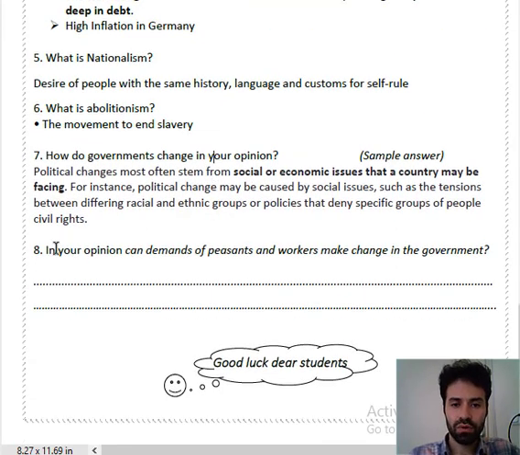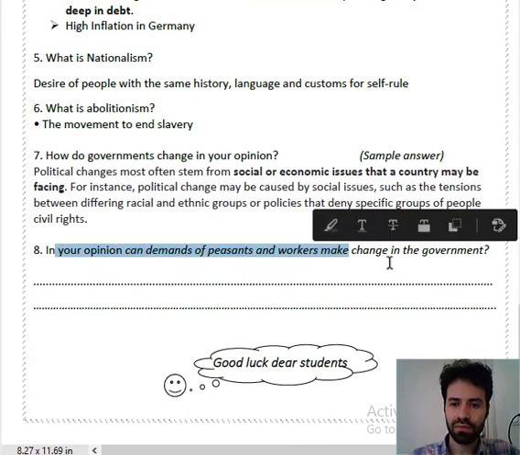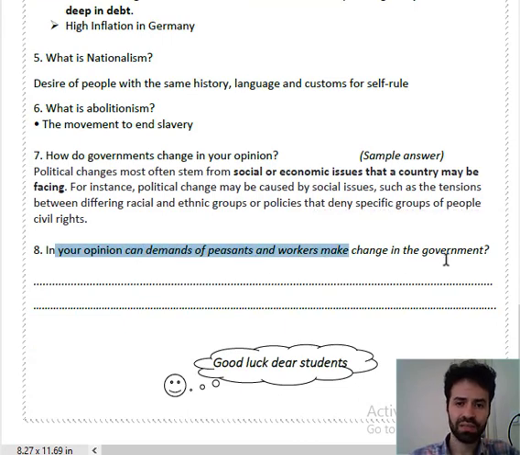Question number 18, in your opinion, can demands of peasants and workers change the government? Peasants and workers are those low-level people. Like nowadays we have the workers, the people who have less influence in society, the least income and the least social power, knowledge and stuff. In the past they were called peasants. So can their demand make change in the government?